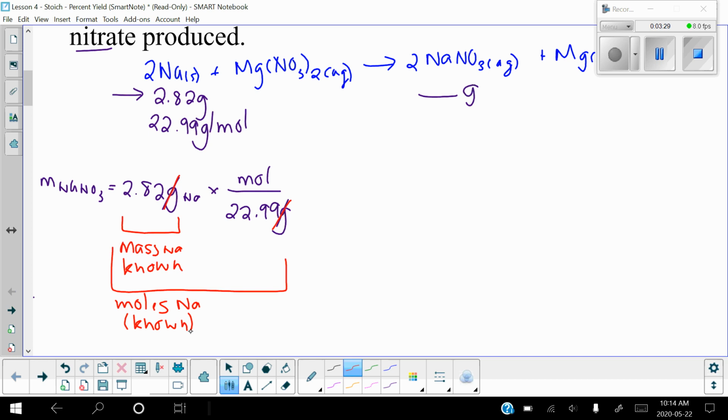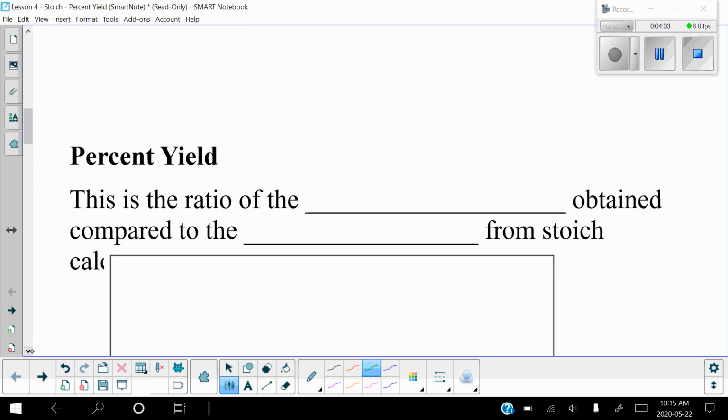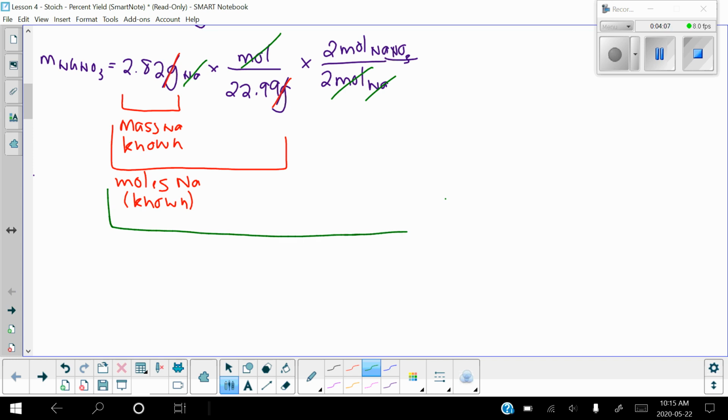Once I have reached this step, I can now convert it into my unknown. And the way that I do that is by using my molar ratio. So this is going to be 2 moles of sodium. And what we're looking for is sodium nitrate. So it's going to be 2 moles of sodium nitrate. Let's see what cancels out here. Moles cancels out with moles. Sodium cancels out with sodium. Ooh, too far. So from here to here, I now have moles of sodium nitrate, which is my unknown.